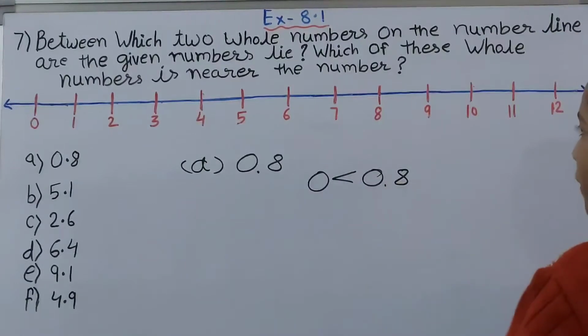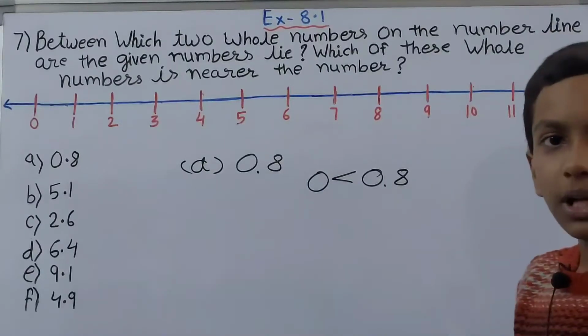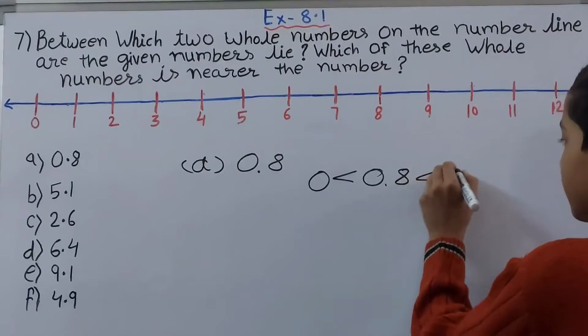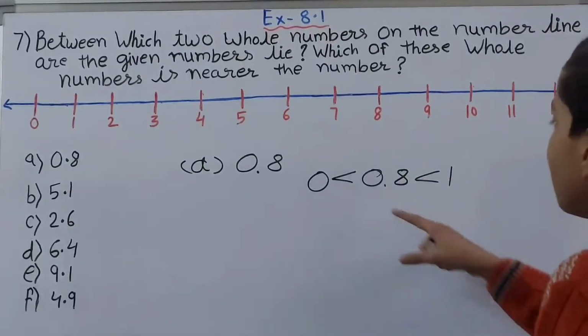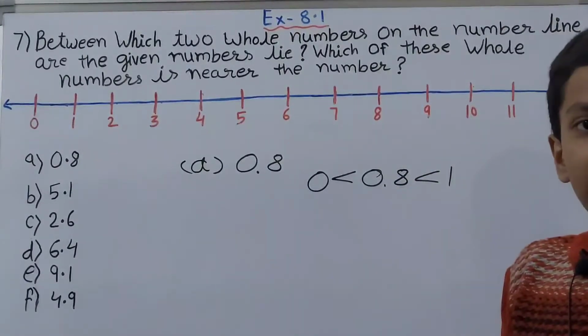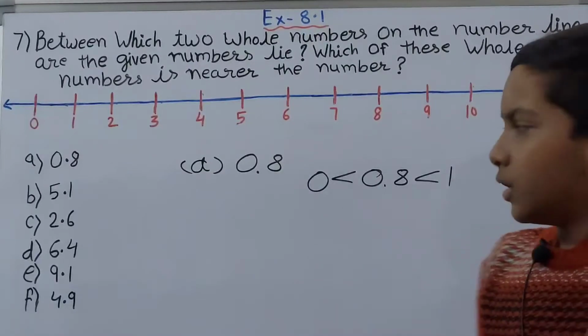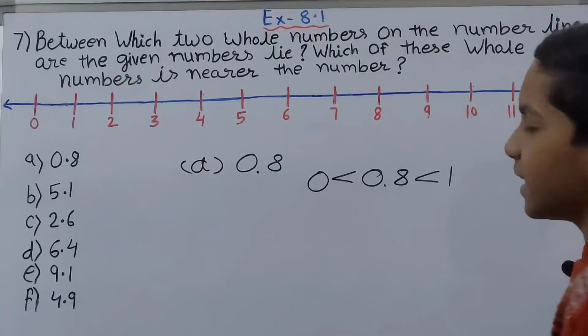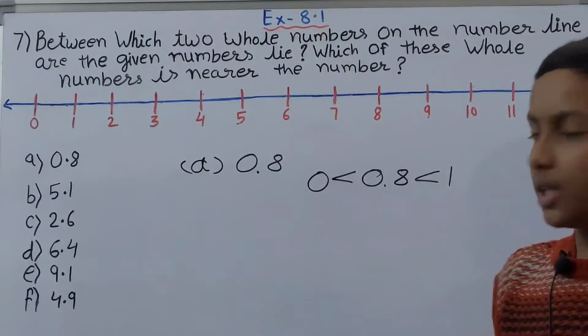But is this 0.8 making one whole? No, it is not making one whole. So for that we will put this like this. That means 0.8 is smaller than the whole number 1. So the first step is done, to look for the two whole numbers. Now the second step is to locate them on the number line.